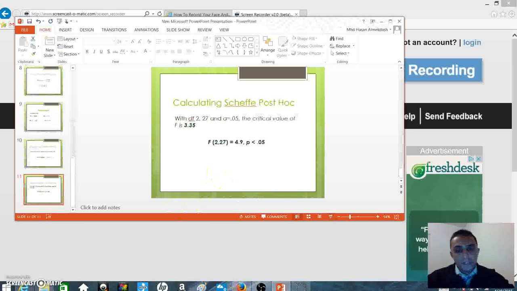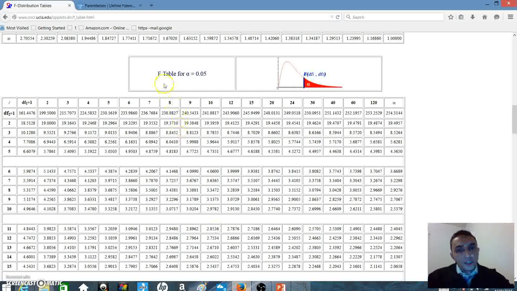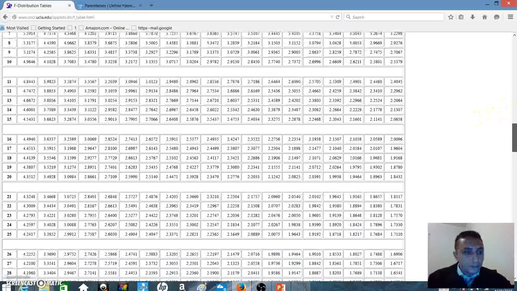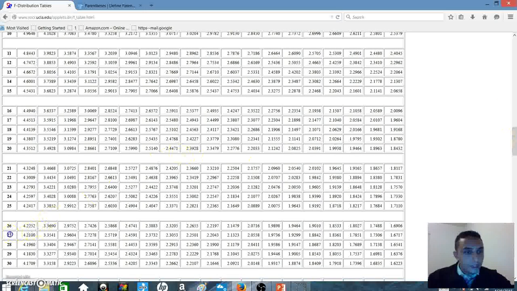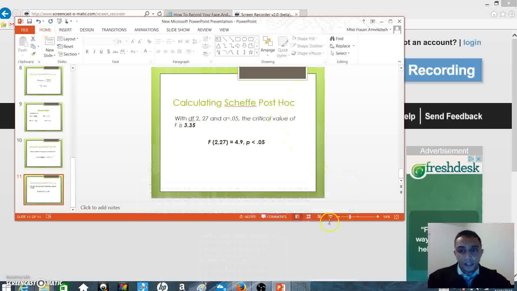You need to go to the F distribution table. I have it here. Okie doke. So yeah, this is the F table for alpha level of 0.05, and this is the tail, the critical region in the tail. So we need, like, this is like 2. We need to have like 27, F(2, 27). Here we go. This is 27, and this is the F. Okay. Okie doke. So back to our presentation here.